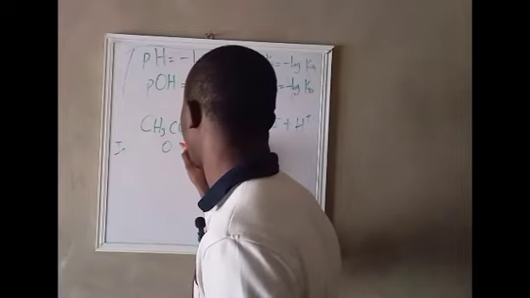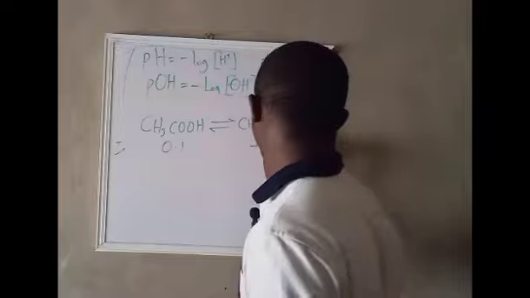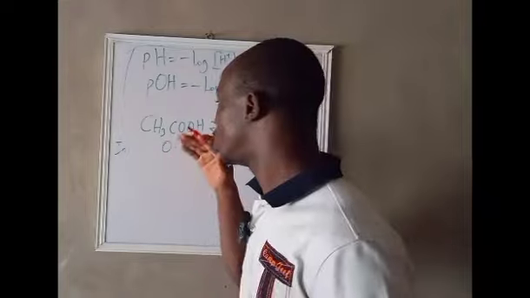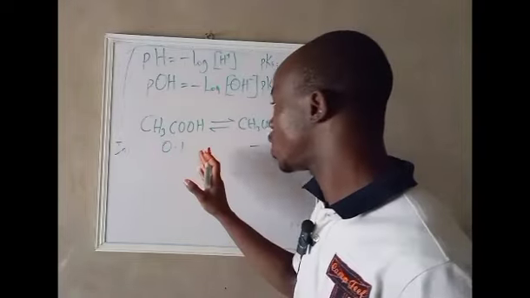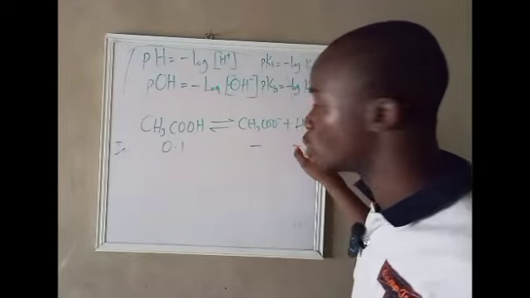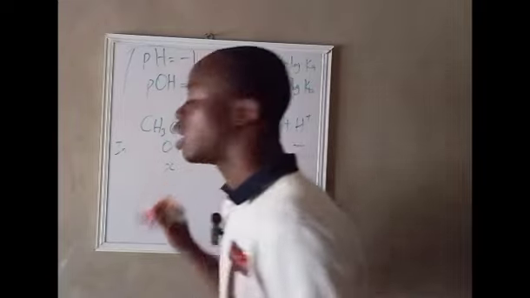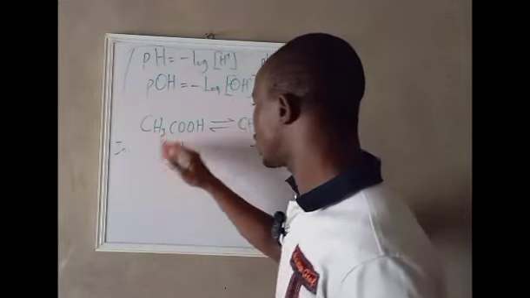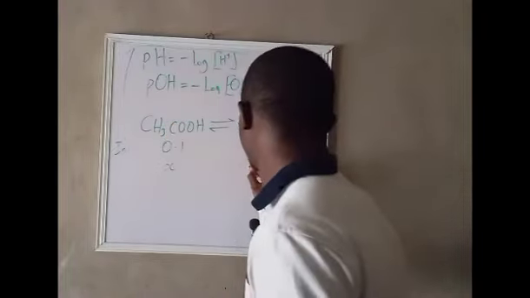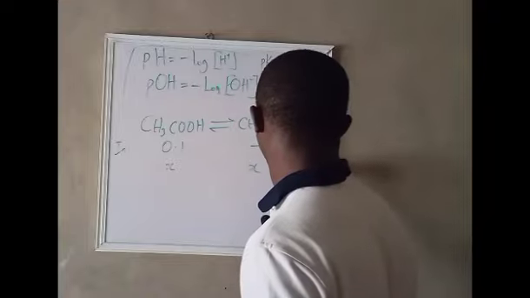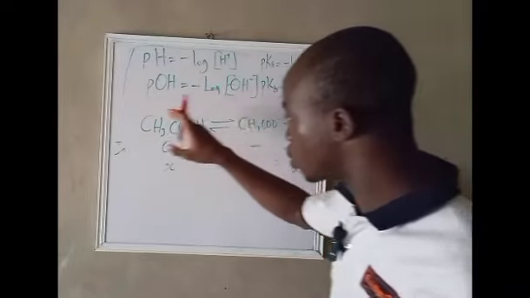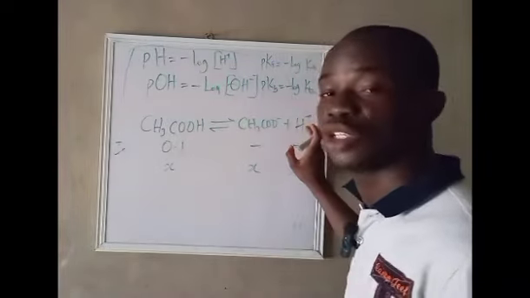initially you have 0.1 molar of this and these were not present. But because acetic acid is a weak acid, it will not dissociate completely. So we are not expecting that all this 0.1 acetic acid will also give 0.1 H plus. So we can just assume that let X be the amount that dissociates. So if X mole of this particular acetic acid dissociates, that means X mole of this will be produced and X mole of this is produced. This is determined from the balanced reaction, because 1 mole of acetic acid will produce 1 mole of H plus.